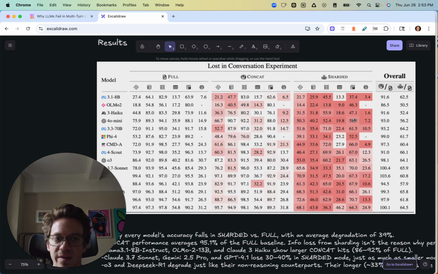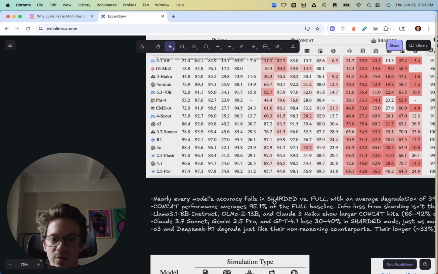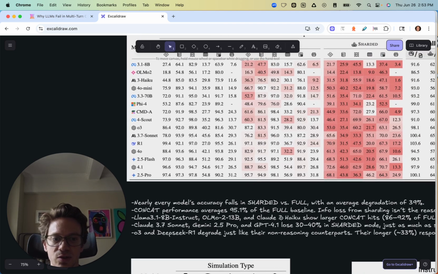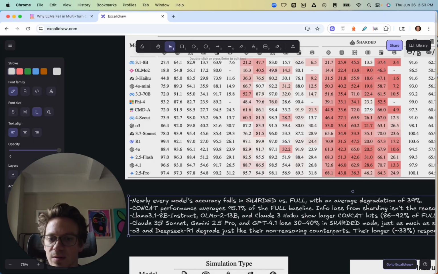Sharded performance obviously tanks here. You can see that by a lot of red. This is where that 40% decrease in performance comes from. And you can see that in the column here, 60%, 50, 52, 50, these are much lower relative performance. So yeah, nearly every model's accuracy falls in sharded versus full. Average degradation is 40%. Concatenation does well. Small models fail. Big models fail.